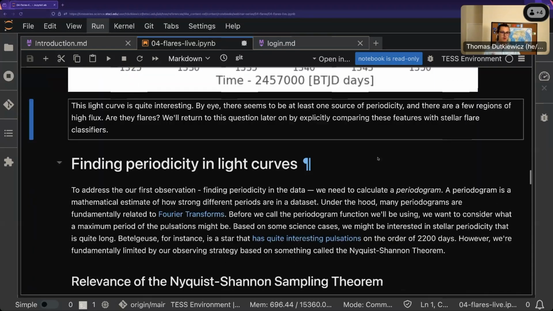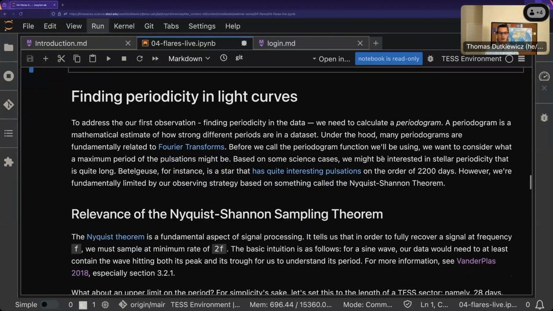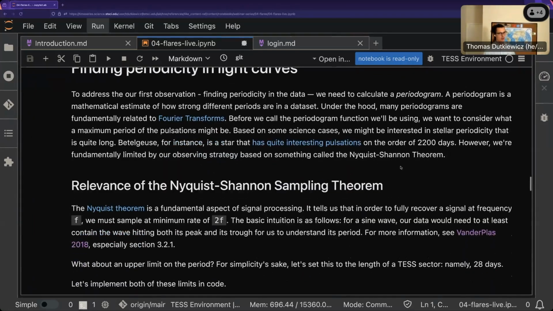All right, so we are going to proceed to this finding periodicity. Again, something that I have talked about previously in these lessons, but we'll use a periodogram. Under the hood, periodograms are using Fourier transforms. And the thing that we haven't quite talked about is making sure to set sensible limits for this. And I think I want to spend a little bit more time discussing this in this notebook.